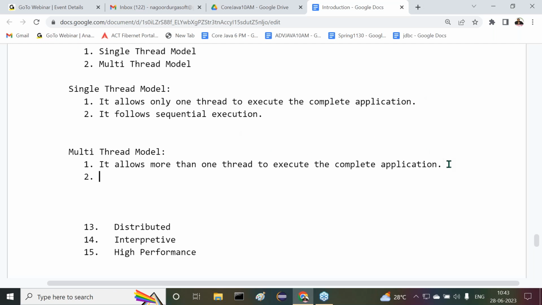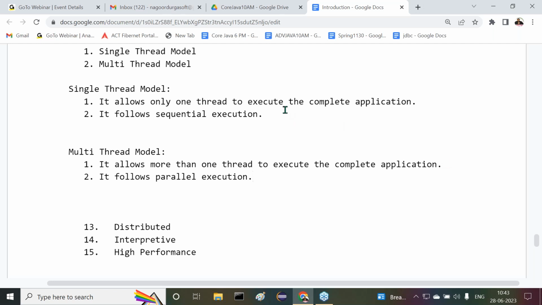Now tell me, when multiple threads are executing our content, are they executing in parallel or not? All five threads are executing in parallel or not? So here, which execution does it follow? Parallel execution of the threads. It allows parallel execution.